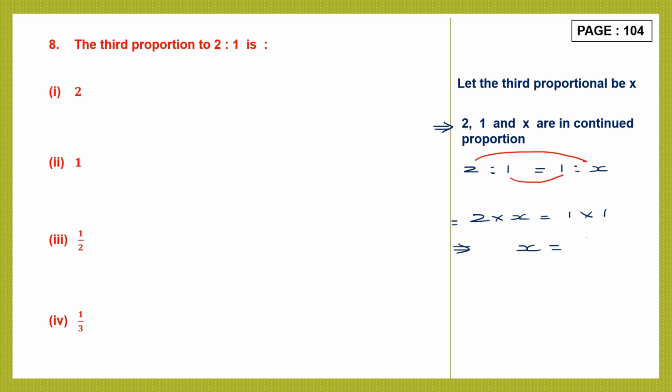Now 1 into 1 is 1. Now I'm going to move this 2 to the other side. When I move it to the other side, multiplication changes to division. So I have to put it down. So it becomes 1 by 2. So we have found the answer. We have found the value of the third proportion to be 1 by 2. So this is our answer. Which option is it? It is option 3, 1 by 2.